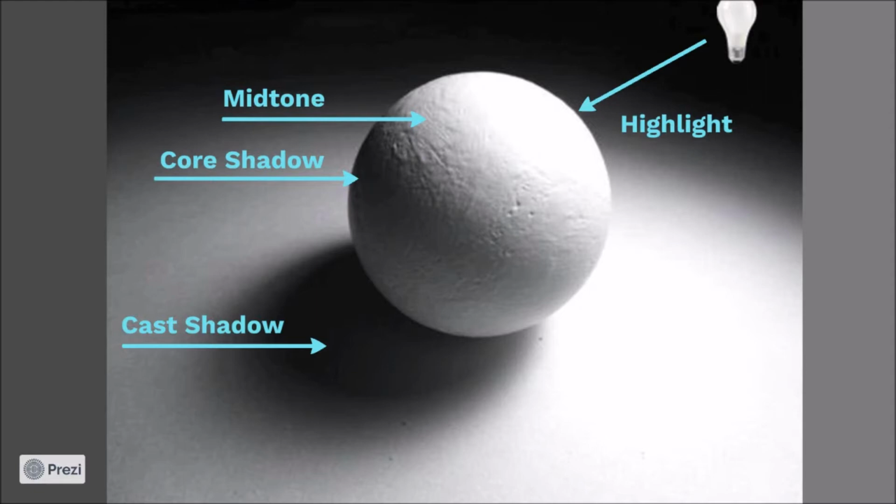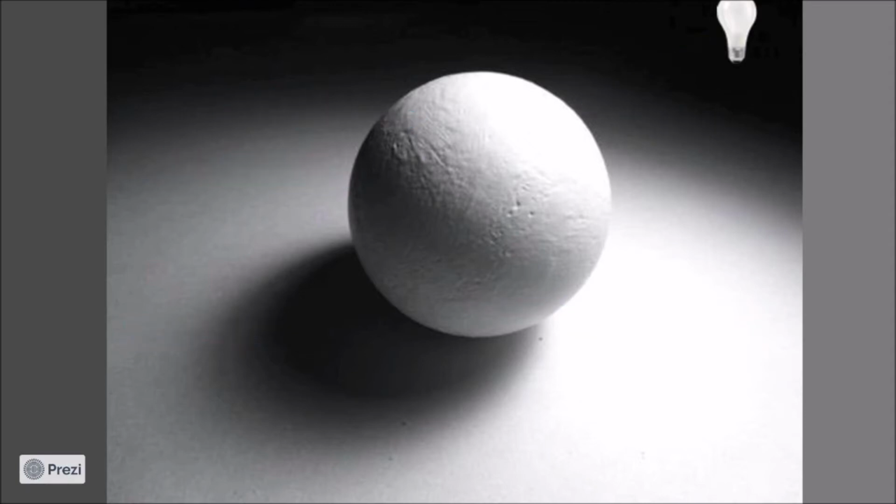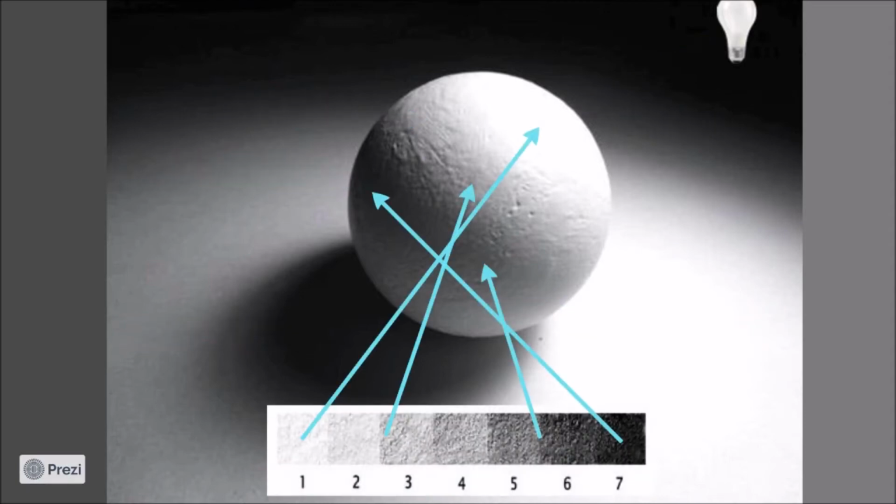However, the objects we are drawing are not floating, and they have other things around them that affect the light. In this case, the sphere is resting on a surface, and that surface is producing what's called reflected light. These are all of the parts of the shadow that we need to include in our drawing. I also want you to see how these relate to our scales. Notice that all of the values in our scale should also be present in our sphere.